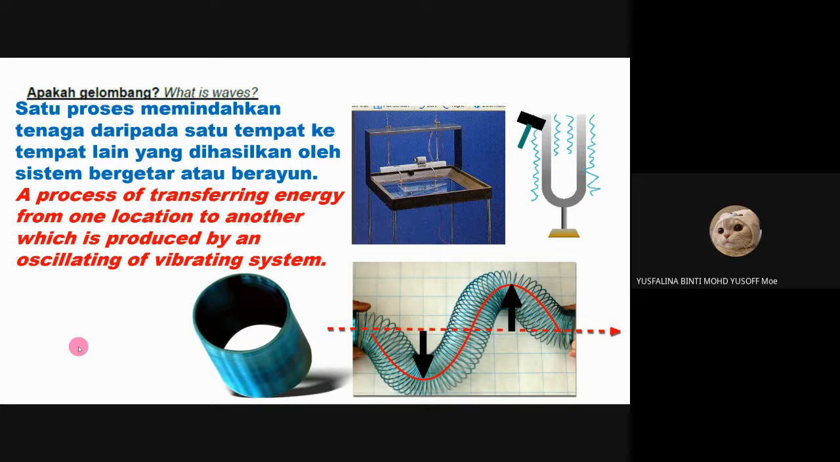Then after that, another molecule will start to vibrate, and then it hits another molecule and transfers the energy to that molecule, and it continues until it reaches the location. So let's say in your ears, it will reach your ears, and your eardrum will also vibrate, and it will produce the sound energy. So that is the wave. It's a process of transferring energy. You have to remember it transfers energy, not matter, from one location to another, produced by an oscillating or vibrating system.